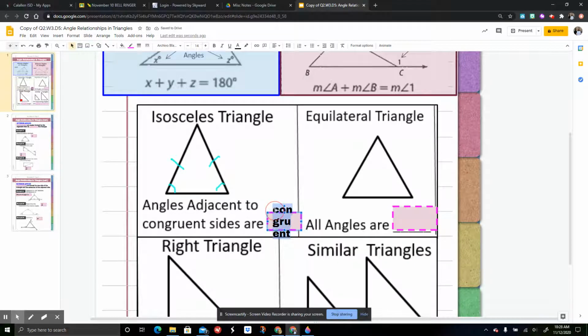It looks like we're going to have to change our text size. And the size of the text box.